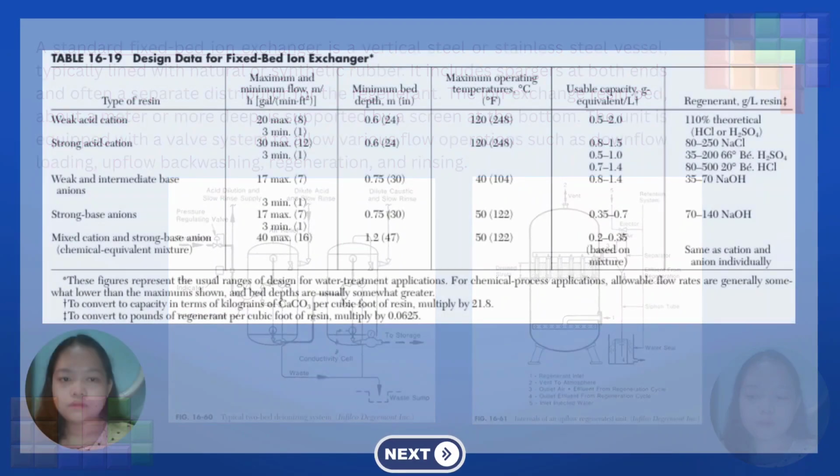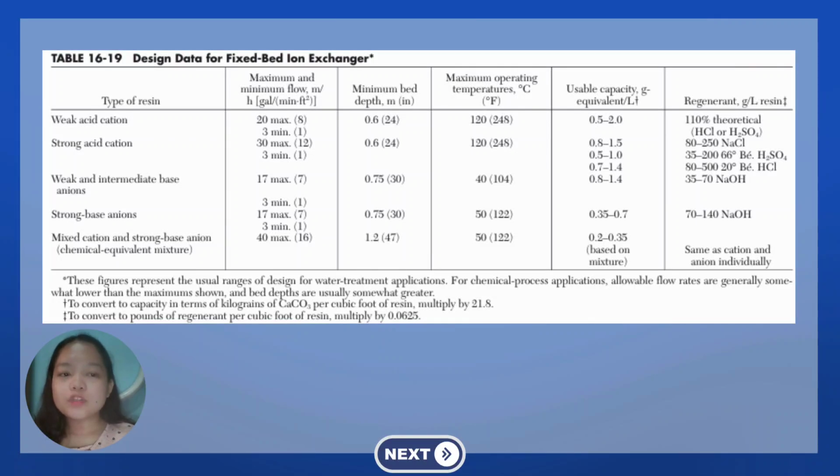Now, I'll be presenting Table 16-19, which shows the design data for fixed bed ion exchangers. This table is important sa water treatment and chemical processing. Kaya let's break it down para mas maintindihan natin. So, the table is divided by type of resins. Ito yung ginagamit sa ion exchange process kung saan inaabsorb o pinapalitan ng resin ang ion sa tubig. May 5 types dito: weak acid cation, strong acid cation, weak and intermediate base anions, strong base anions, and mixed cation and strong base anion.